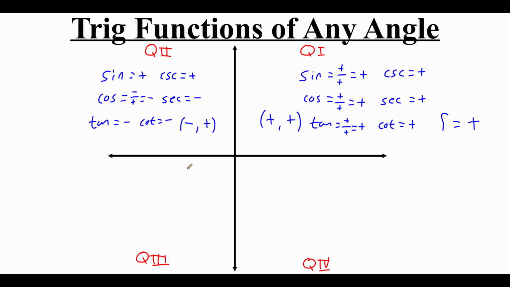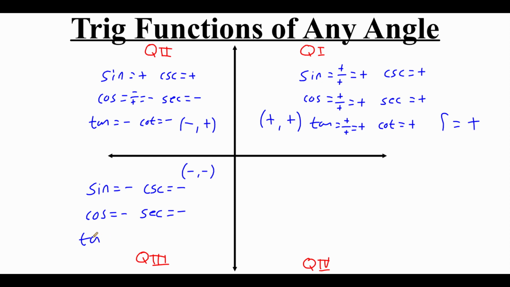Moving down into the third quadrant, both the x and the y are going to be negative. So if I think about making a sine fraction, I would take my negative y value over my positive r value. So I'd get a negative answer there. So the cosecant will also be negative. For the cosine, we're going to take a negative x value divided by a positive r value. So that'll be negative. The secant will also be negative.